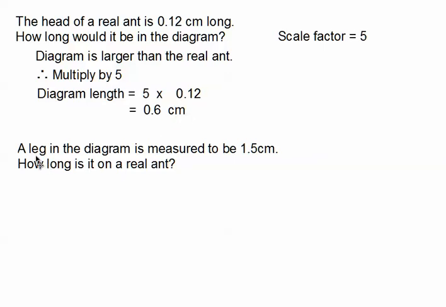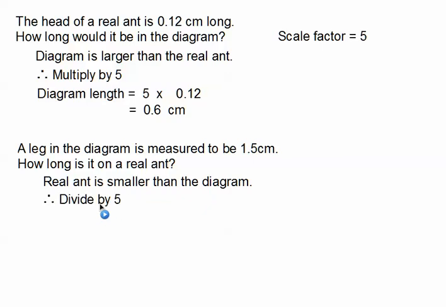Now what about this one? A leg in the diagram is measured to be 1.5 centimeters. How long is it on the real ant? And again, we've got a scale factor of 5. Well, now we're going the other way. We're going from the diagram to the real ant. So the real ant's length of the leg will be smaller. So we have to divide by 5. The real ant is smaller than the diagram. Therefore, we divide by 5. So the real length of the leg will be 1.5 divided by 5, or 0.3 centimeters. Or multiplying by 10, it's 3 millimeters.